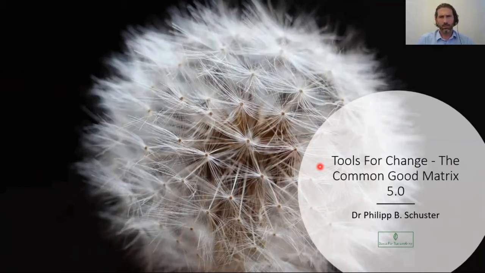Then we're going to look at this change tool a little deeper: the common good metrics and what it is. We see the different levels and what we can use it for. Why do I care about it? I came into contact with this tool six or seven years ago, an older version, not yet 5.0.